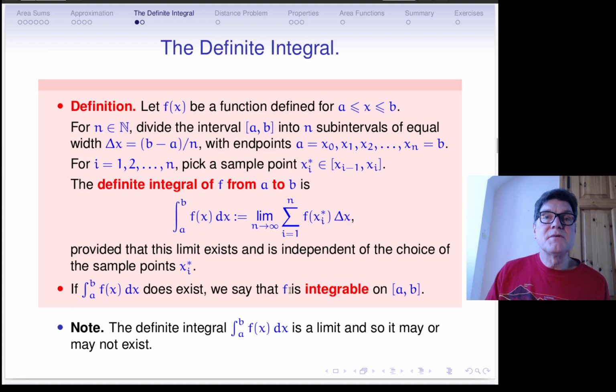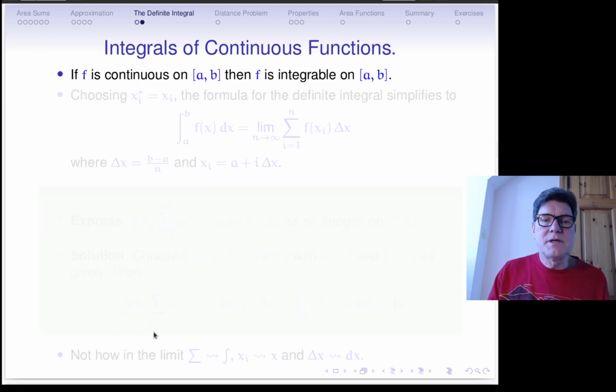I want to emphasize this again. The definite integral, with this notation, integral from a to b f of x dx, by definition is a limit. Limits may or may not exist, as we've seen in the semester 1 calculus. So this integral only exists when this limit exists. This integral may not exist. We are mostly interested in cases where it does exist. We're mostly interested in cases where the function in question is a continuous function.